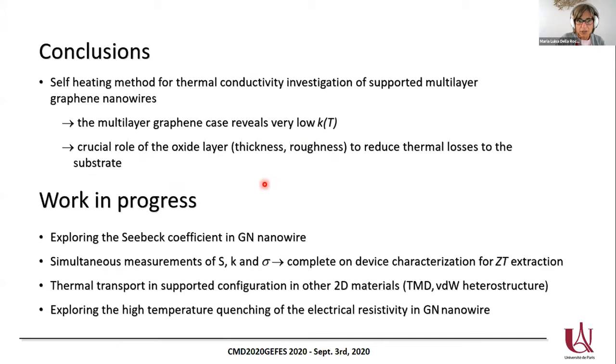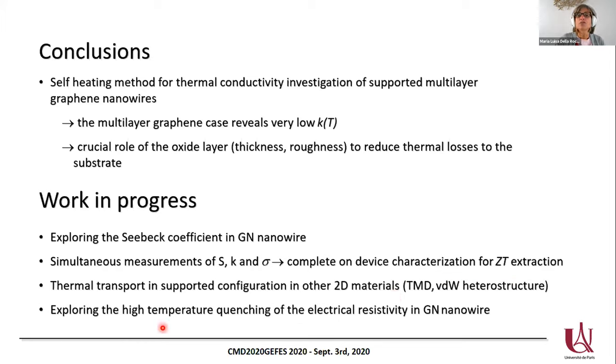And so there is a lot of work in progress now, because as I said, we want really to define a complete geometry where we measure all these three parameters together. For the moment, we can measure K and sigma, but the measurement of S is a quite standard experiment that can be done in order to extract the zeta T value, and also to apply this method to interesting material like transition metal dichalcogenide, for example.